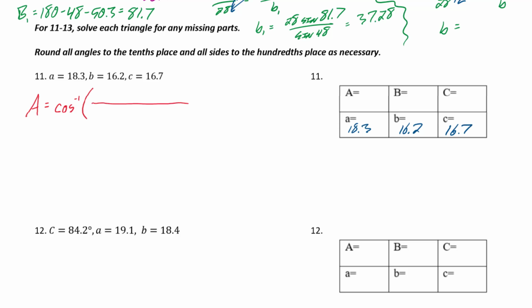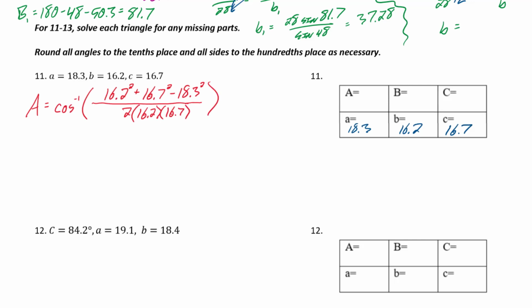What I do know for sure is that at the very end of this fraction, in the numerator, it's going to be minus. Since I'm solving for angle A, I need to subtract the side A. So for sure it's going to be minus 18.3 squared, and then for the other two, the order doesn't really matter. I just have 16.2 squared added with 16.7 squared, and then on the bottom it's just 2 times each of those same two numbers, 16.2 and 16.7.